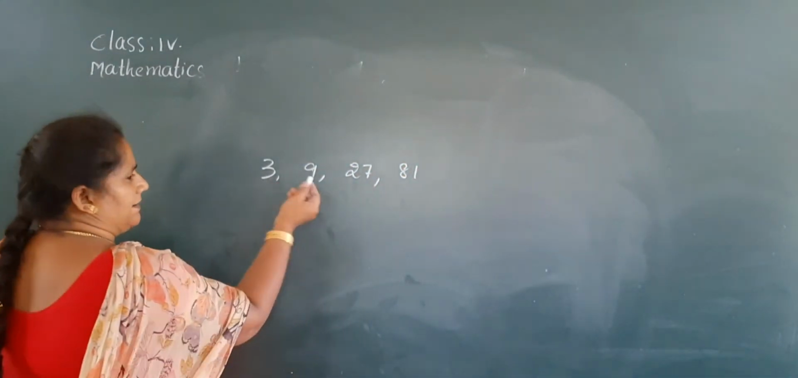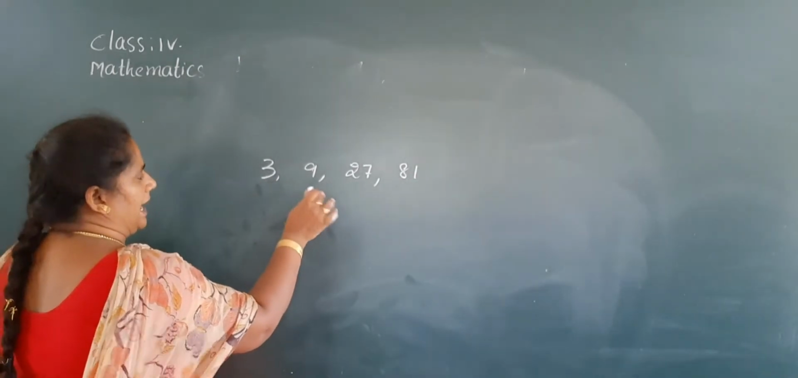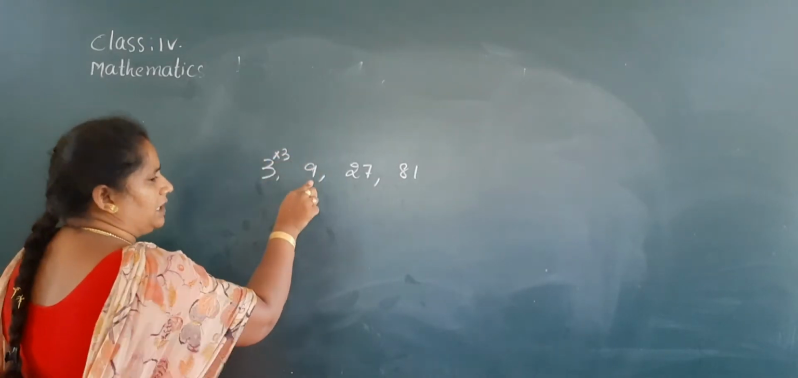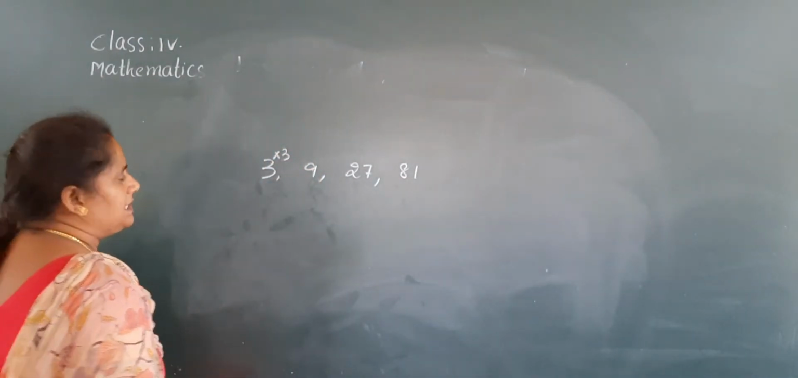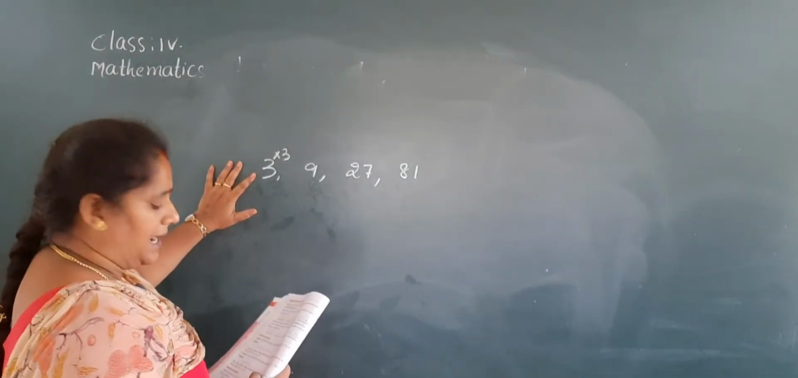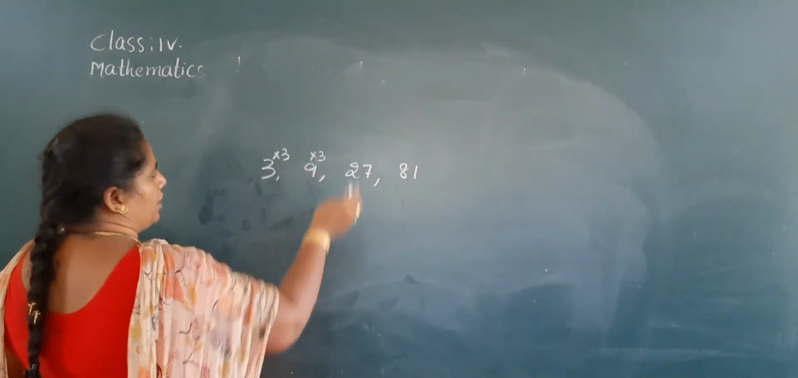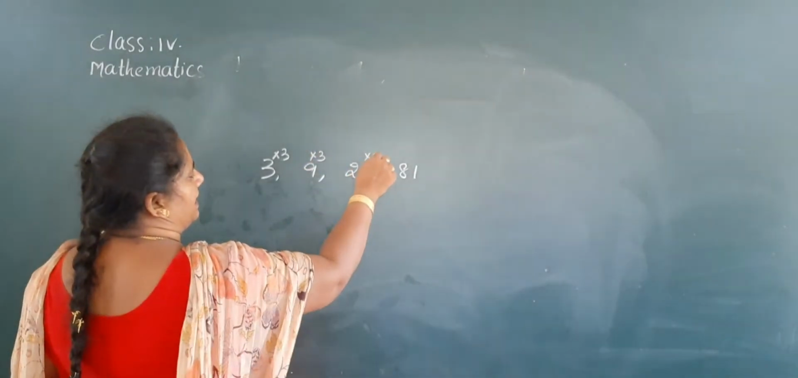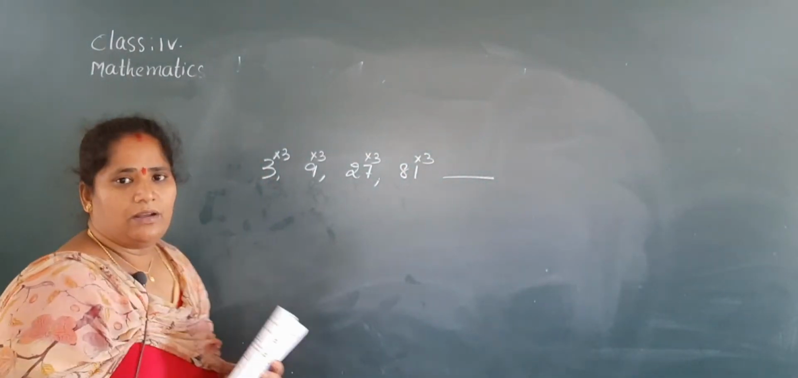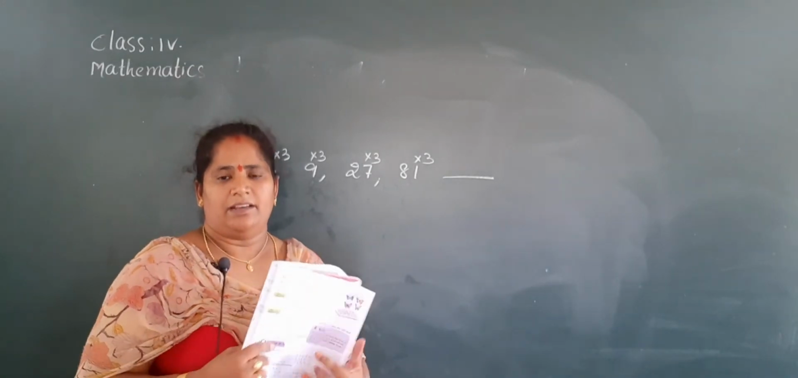See, 3 and 9. If you observe these two numbers first, 3 to 9, that means if you multiply 3 by 3, then only we get 9. That means here each number is being multiplied by 3. So 9 3s are 27, 27 3s are 81, 81 3s are, we'll get the next number. Okay, ma? Is it clear to you? So like this we'll find the pattern easily.